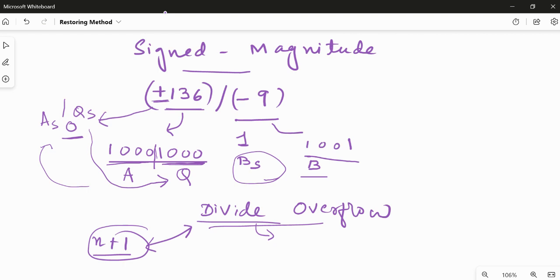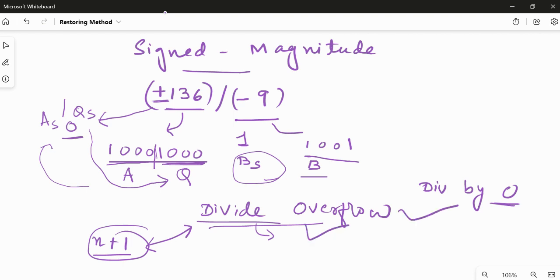So if a divide overflow is possible to occur for the given operands, then you cannot proceed with this method of division. The restoring method of division will simply not work if a divide overflow is present. Another possible error is division by zero. As we know, division by zero is undefined for computers, and that's why before we perform the actual steps of the division, we have to take care of these two errors.